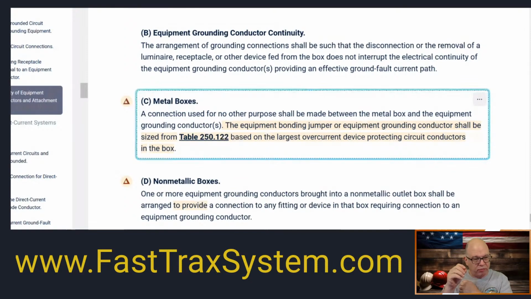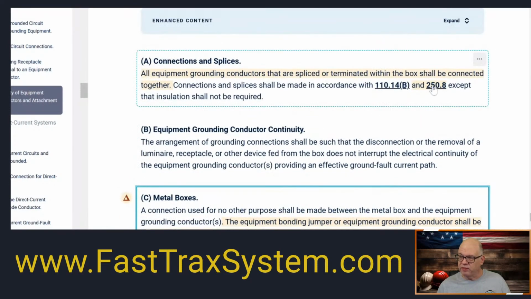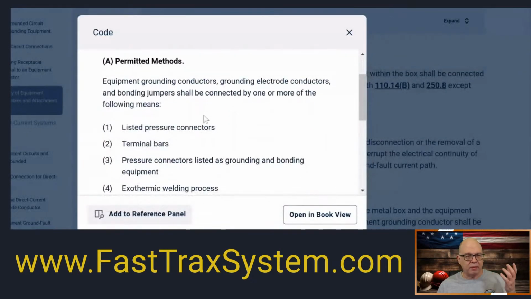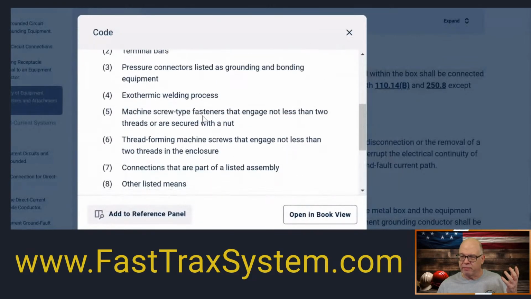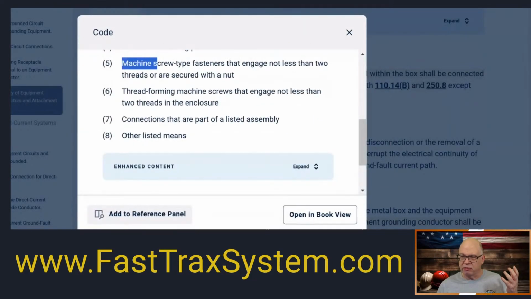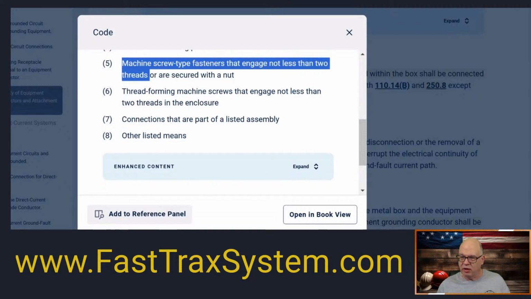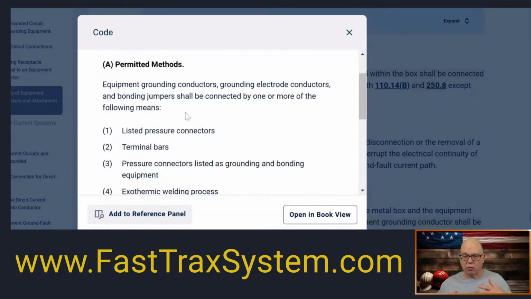They make those little clip-on clips that you can use. Many people don't like those, but they make them. But again, you can use a screw that is threaded. So when it makes a reference, for example, to 250.8, then we can see that we have other different methods. So we can use a machine screw fastener that engages not less than 2 threads or is secured by a nut, okay? But it necessarily doesn't require green.